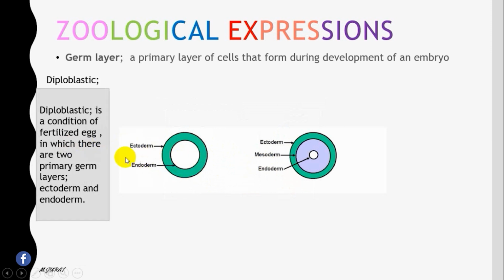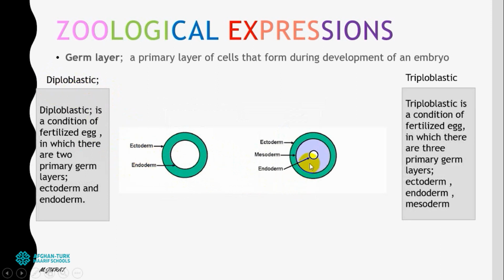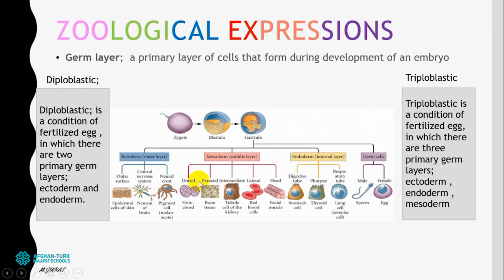So if it contains two layers, we can call them diploblastic. Whenever one fertilized egg contains two layers, ectoderm and endoderm, it's diploblastic. Whenever one fertilized egg contains three layers, ectoderm, mesoderm, and endoderm, like outer layer, middle layer, and internal layer, they are triploblastic. So what is the difference? Each layer makes certain structures with some functions.